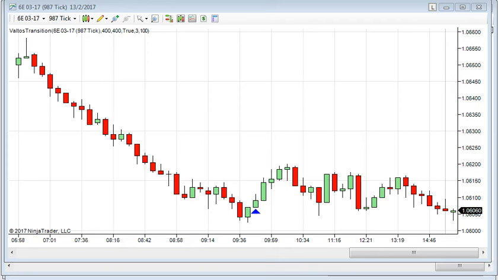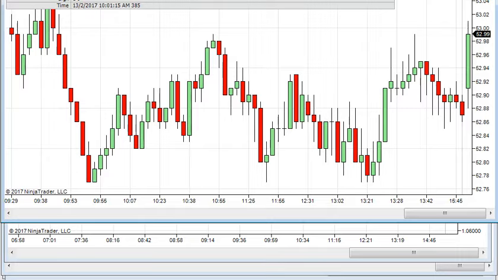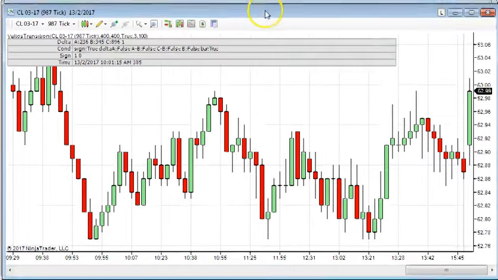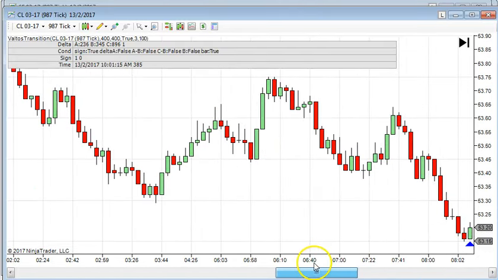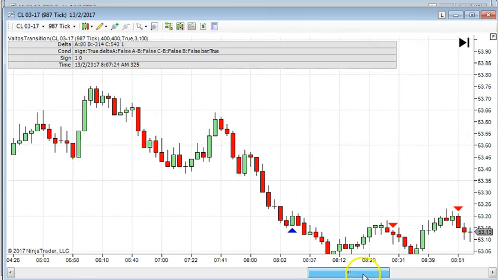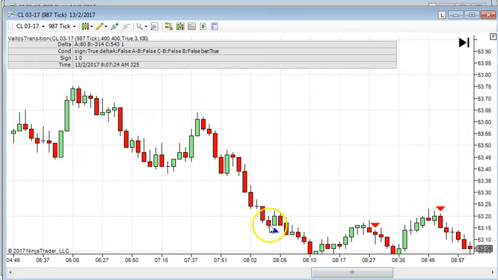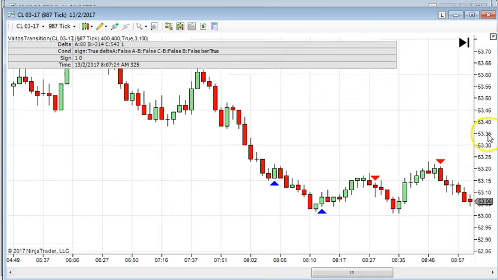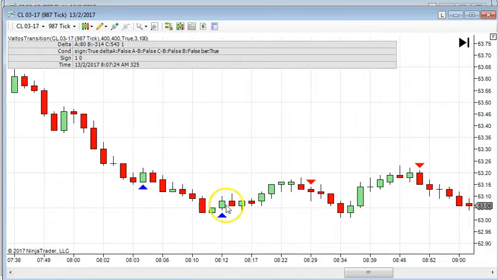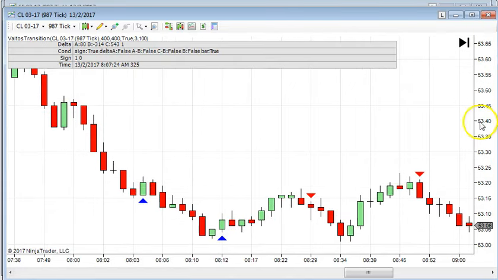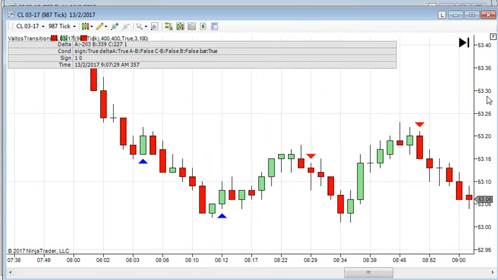Just really quick, crude oil on the 987 tick chart. It was interesting, to say the least. Just going back here, there's nothing earlier, but when we run into this time here at 8 o'clock, you have a buy here which failed pretty quick, but it came back with another buy. The second one worked a little bit. It wasn't a big move, but again, this one failed here.